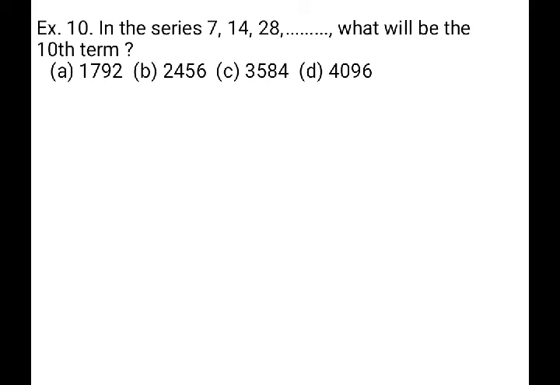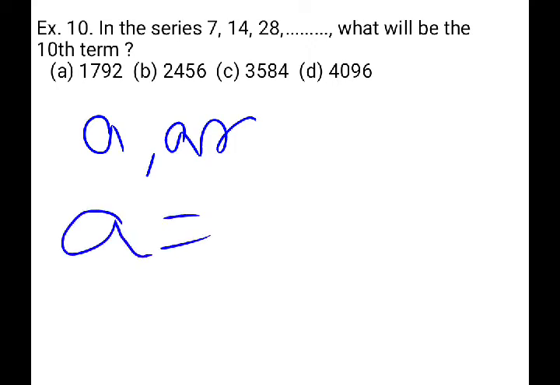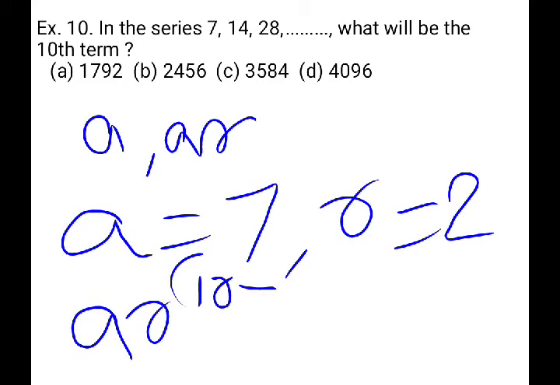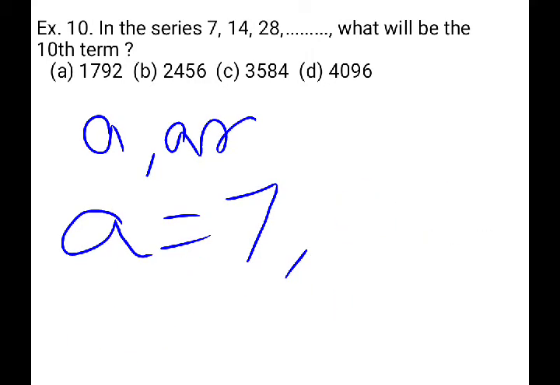See here, we are taking AR. So the answer will be, A is 7, R is 2. The 10th term will be AR to the power of 10 minus 1, because R to the power of 1 is also there, that's why we take 10 minus 1. AR to the power of 10 minus 1 is the answer here.